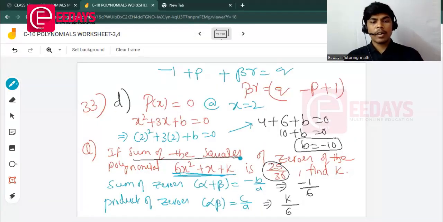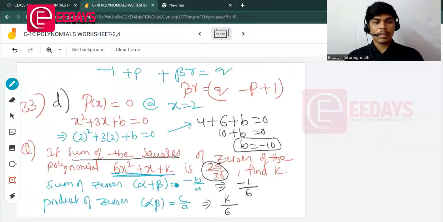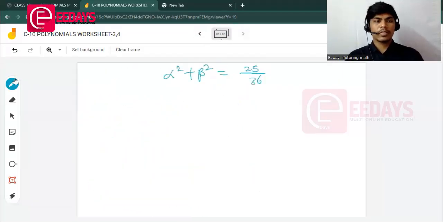I hope you understand. Sum of the squares is 25 by 36. So alpha square plus beta square is equal to 25 by 36. Then, we know alpha plus beta, but we don't know alpha square plus beta square. Okay, let us do it here.